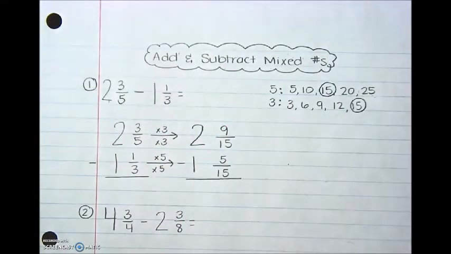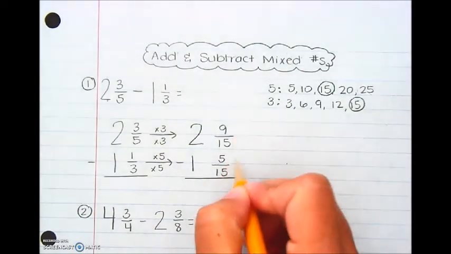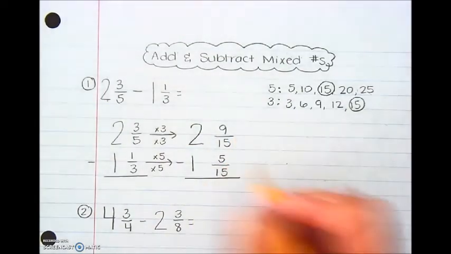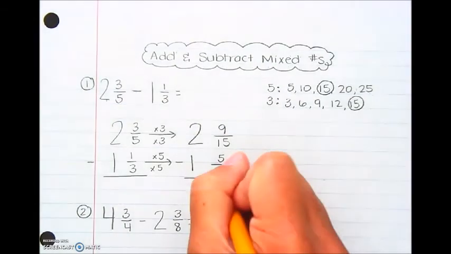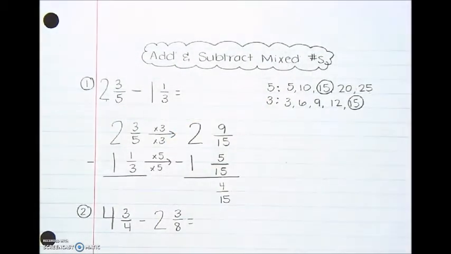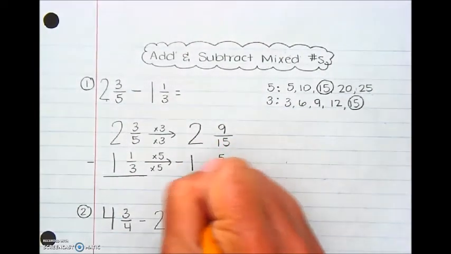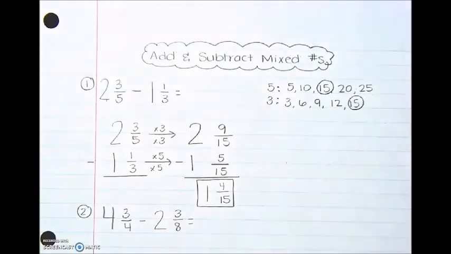Now I can do my subtraction. So 9/15 minus 5/15, because remember I'm starting in my fraction place because that's my least place value position. 9 minus 5 is 4/15. And then I can subtract my whole numbers. 2 minus 1 is 1. So my final difference here is 1 and 4/15.